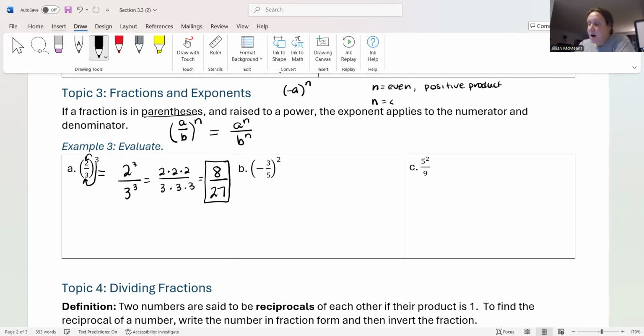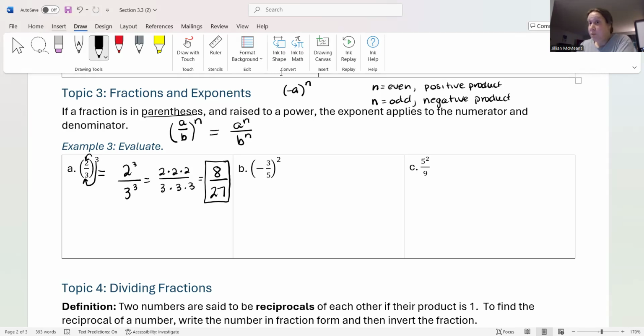However, if n is odd, you end up with a negative product because that negative is getting repeated right along with the base. And if you have an odd number as the exponent, you're going to get an odd number of negatives. All but one of those negatives will pair up and become positive, but that one leftover negative makes everything negative. Okay? So looking at part B, we have a situation like this.